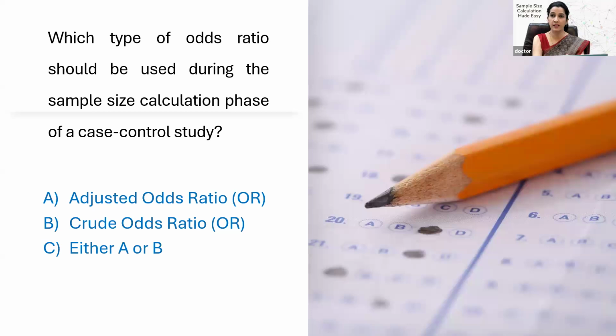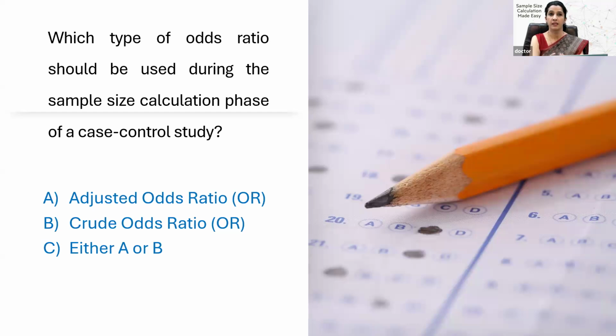Okay, so Dr. Bhaskaran is saying the adjusted odds ratio. One person is saying either A or B, crude odds ratio. So basically the answer is the crude odds ratio. Why crude? Yes, Dr. Ritvik Mishra is right. It's the B. Why B?